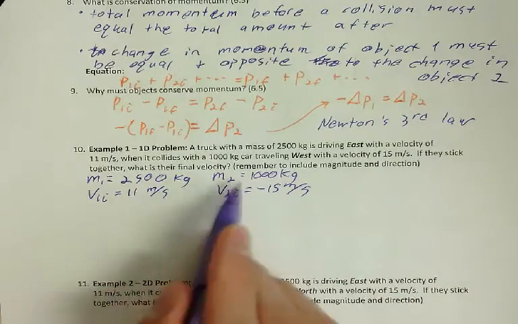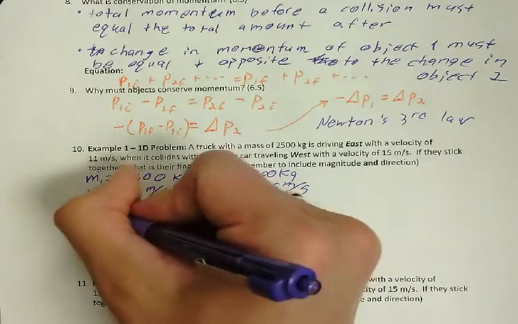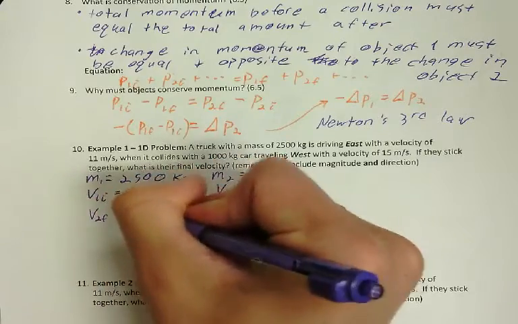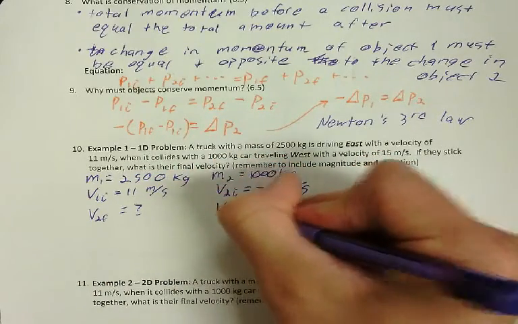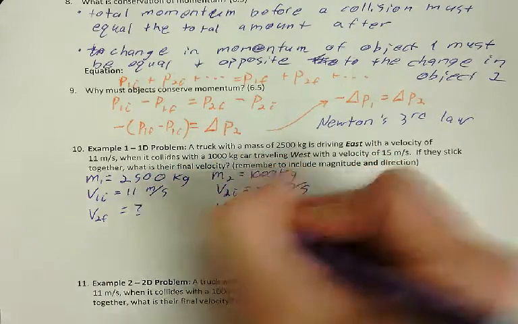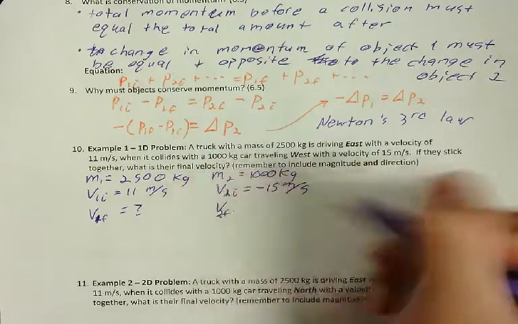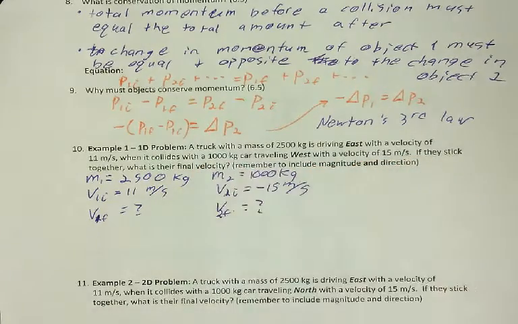And the reason it's negative is I made east positive, so west has to be negative. If they stick together, what's their final velocity? So what's the final velocity for 2? What's the final velocity for 1? Except I should probably put the right numbers in the right spot. Okay.